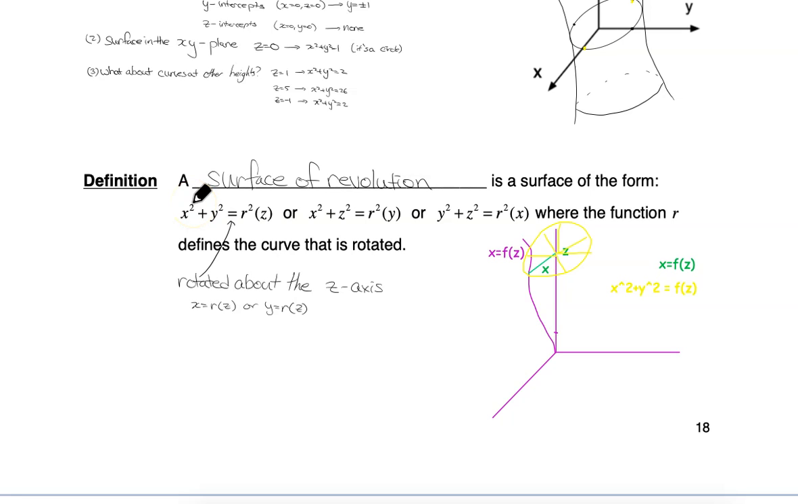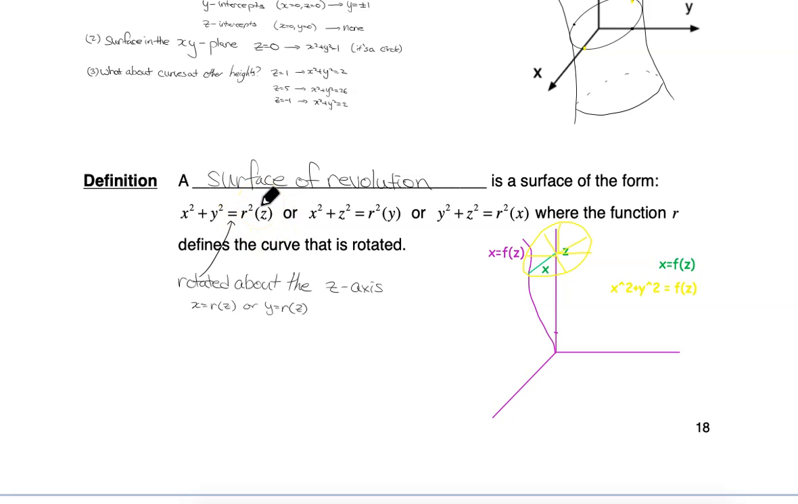x squared plus y squared equals a certain function of z. x squared plus z squared equals a certain function of y. y squared plus z squared equals a certain function of x. And if it's a function of z, then that means the curve is rotated about the z-axis. If it's a function of y, it's rotated about the y-axis. If it's a function of x, it's rotated about the x-axis.